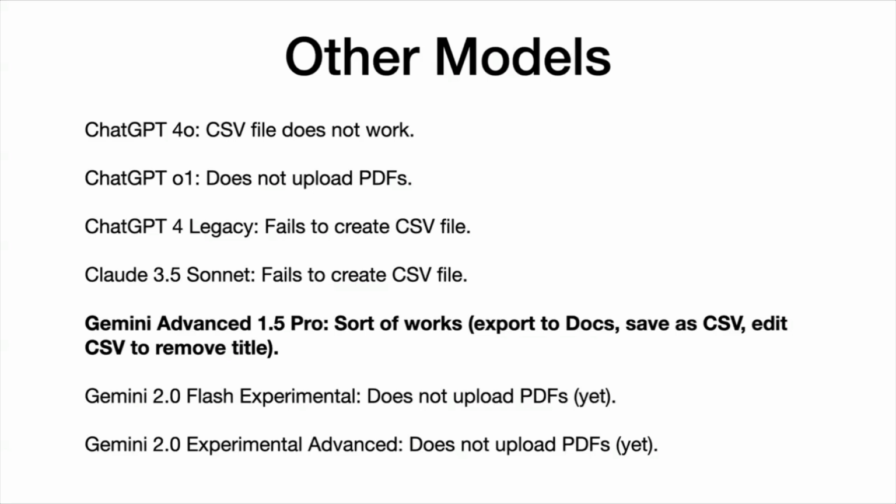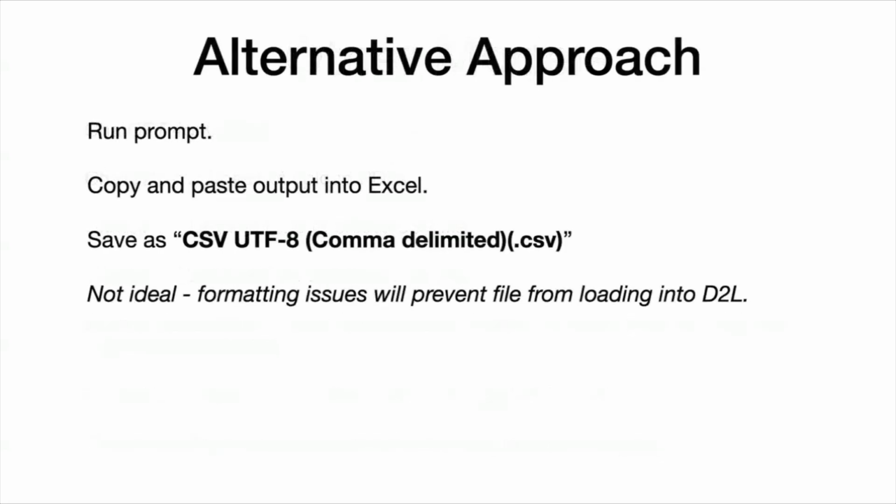paste content there. Out of all of them, Gemini Advanced 1.5 Pro sort of works because you can export your output as a Google Doc, save that as a CSV, edit that CSV to remove the title, and that will work. But that's not a great process.